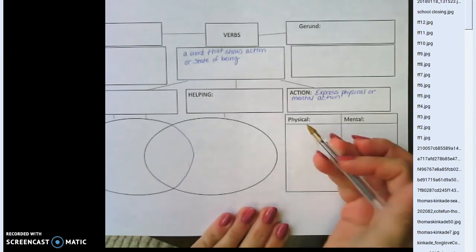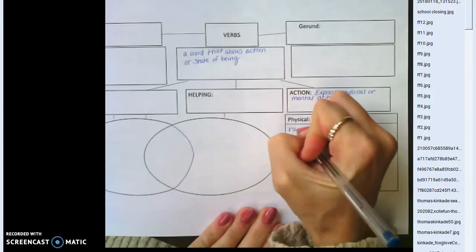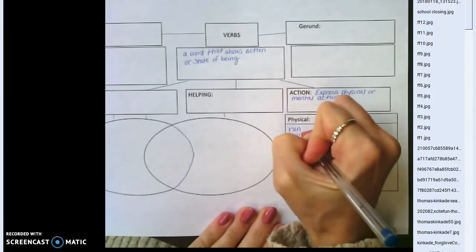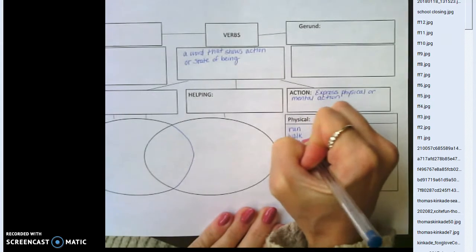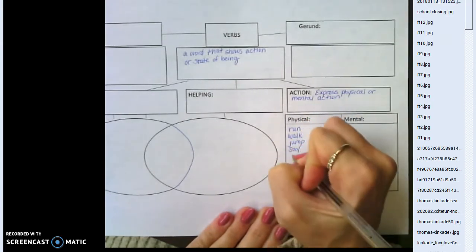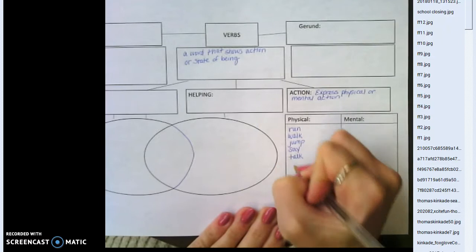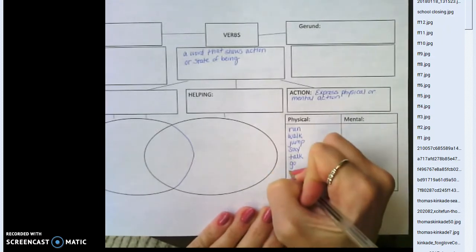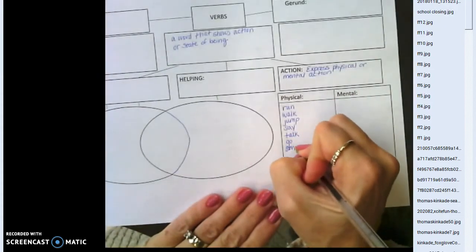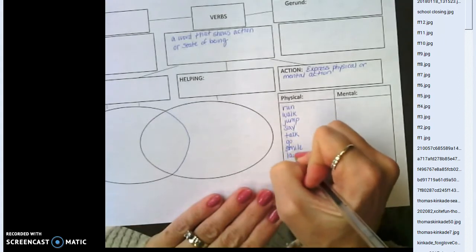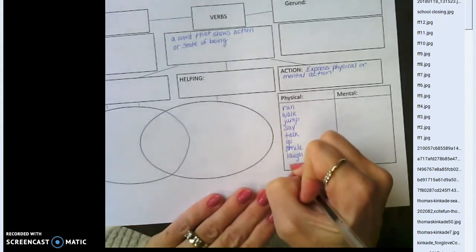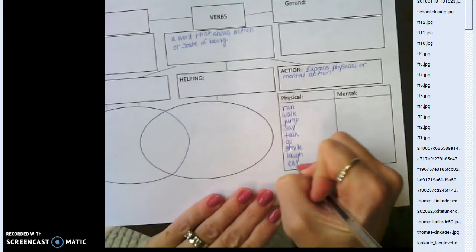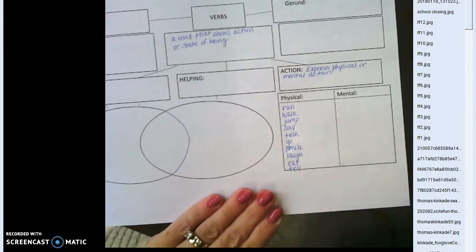So we're going to start with physical verbs like run, walk, jump, say, talk, go, smile, things underneath my page here. Smile, laugh, okay, eat, tell. All of those are action verbs and many, many others.